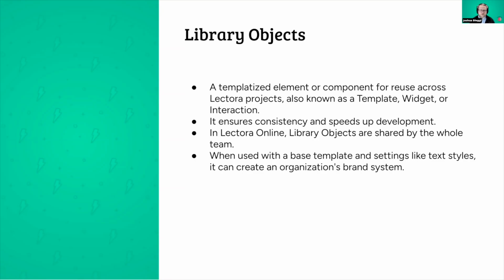In Lectora Online, like I mentioned earlier, library objects are shared by the whole team. Lectora Desktop, just due to its nature as a desktop application, you're not sharing this library with your team, but when you're using it online, you can share it across your team, which makes it very useful for collaboration. And when used with a base template and other settings within Lectora, such as text styles, it can create an organization's brand system. That's its main purpose, and the main reason why people use them, is to keep this cohesiveness again.